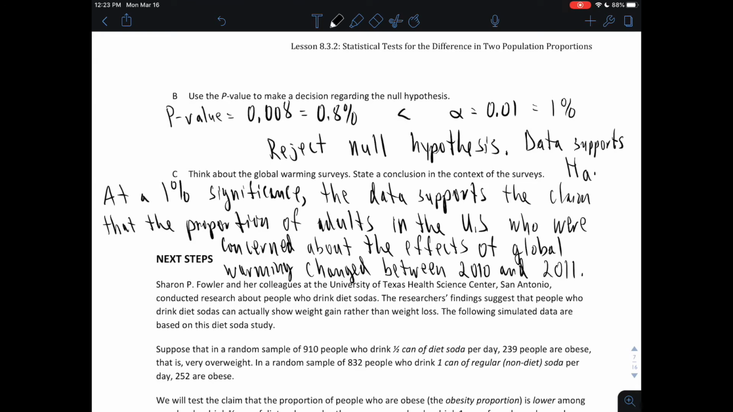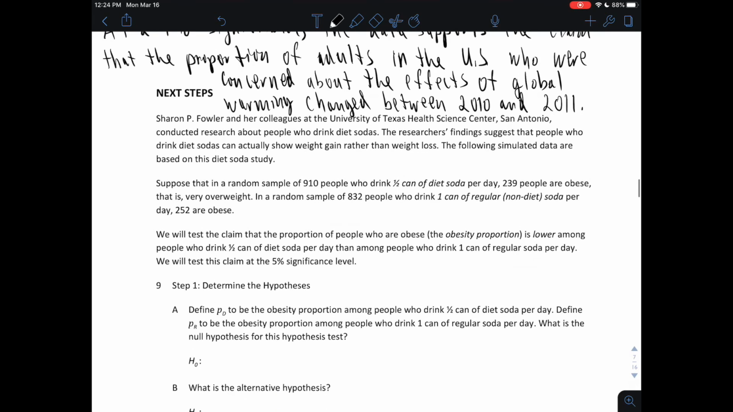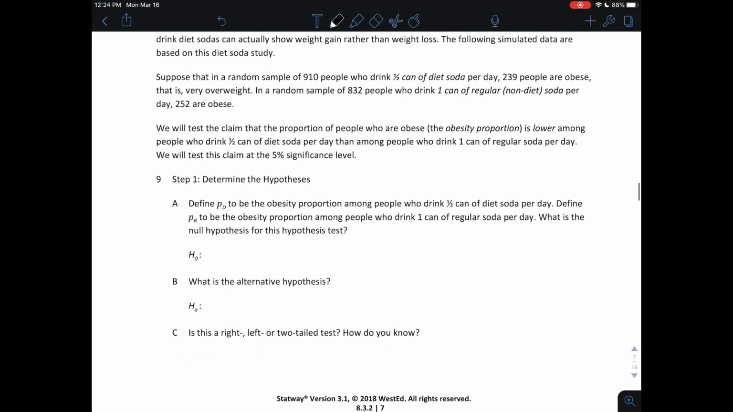Now we're just going to do another example just to practice this more. Next steps. Sharon P. Fowler and her colleagues at the University of Texas Health Science Center in San Antonio conducted research about people who drink diet sodas. The researchers' findings suggest that people who drink diet sodas can actually show weight gain rather than weight loss. The following simulated data are based on this diet soda study.